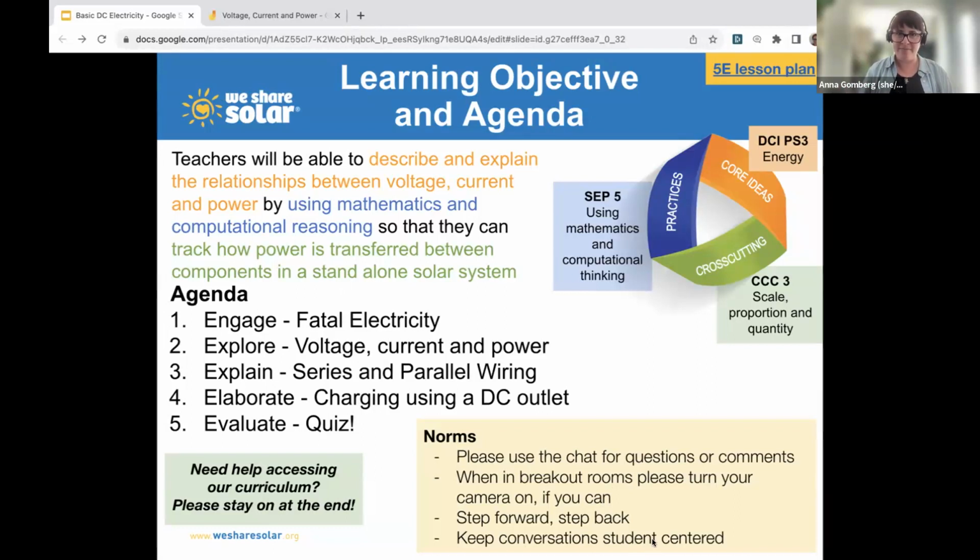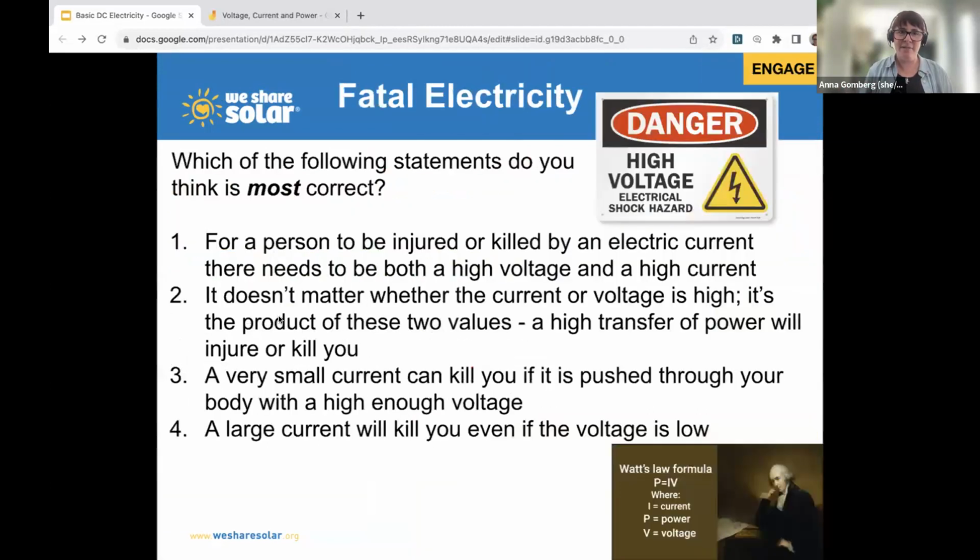Okay, here we go. This is our first section. So when I was thinking about how to engage you thinking about electricity, the fact that it can kill you is pretty engaging, I think. So I came up with 4 statements, and I have a poll for this. The question I'm asking you is, which of the following statements do you think is the most correct?